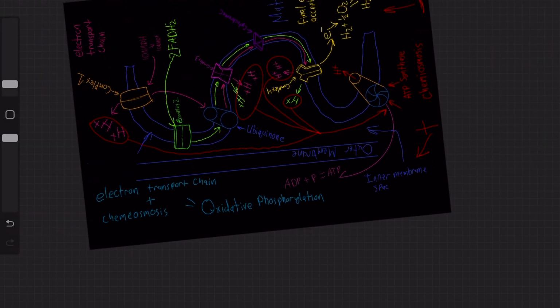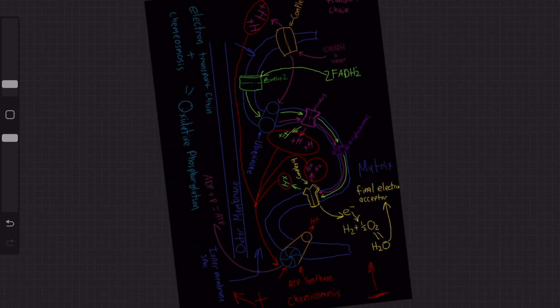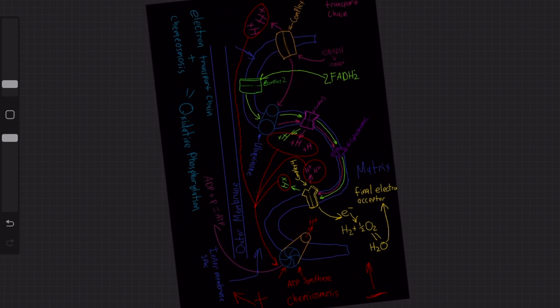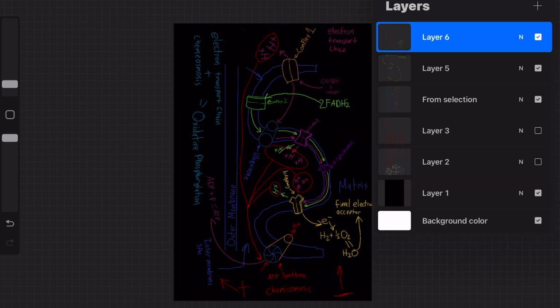That is both of them combined. That is this whole process right here: oxidative phosphorylation, the combination of electron transport chain and chemiosmosis. So let's do a quick review again.